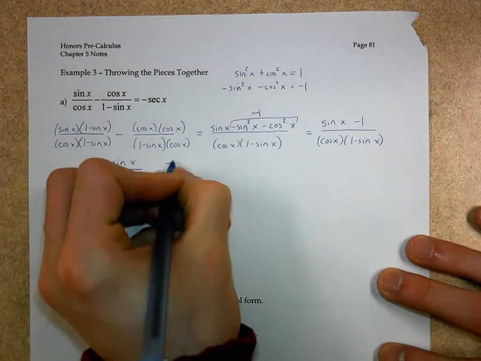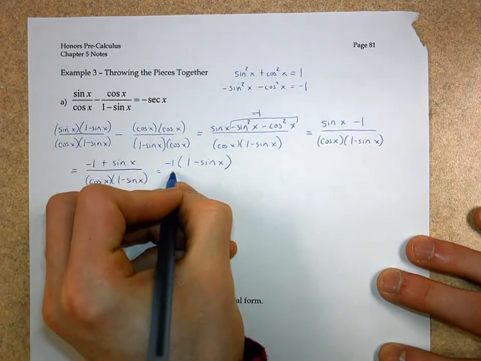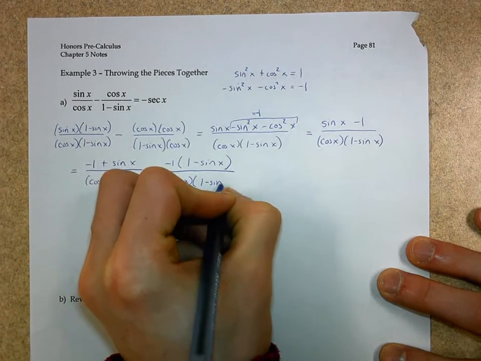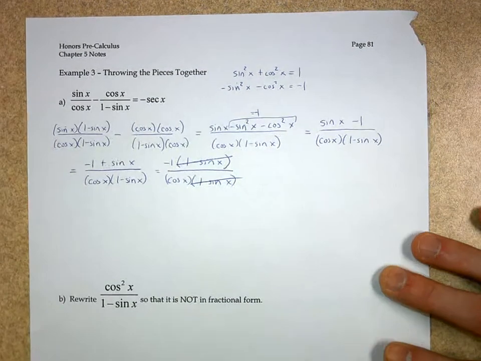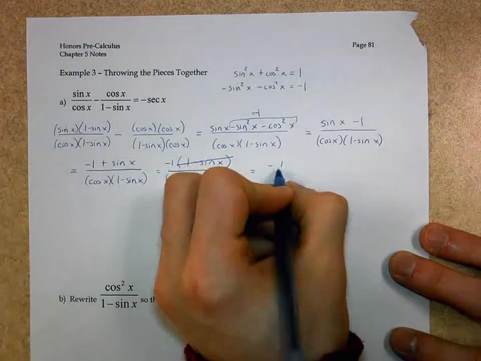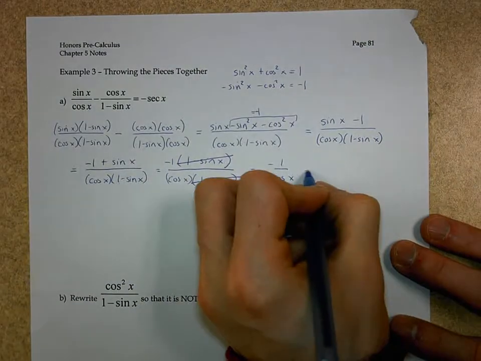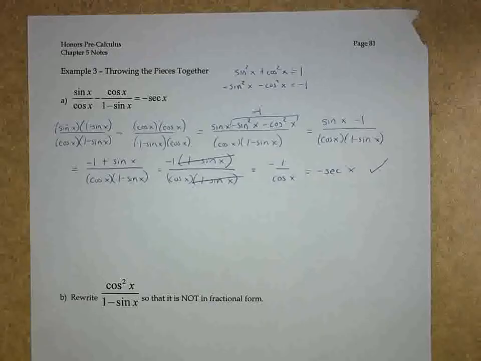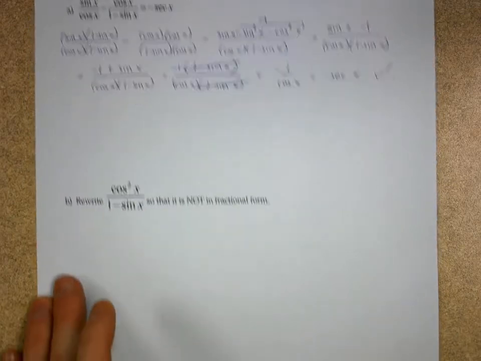So in the numerator, let's factor out a negative 1. Now I've got a 1 minus sine of x in the numerator, and in the denominator, I've got a 1 minus sine of x. So my 1 minus sine of x's cancel out. I'm left with negative 1 over the cosine of x, which is the same thing as negative secant of x. So I've just verified that identity, only manipulating the left-hand side.